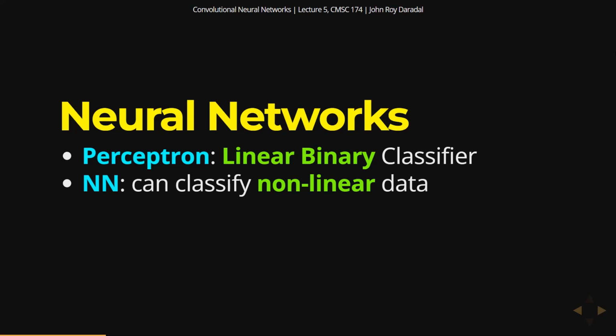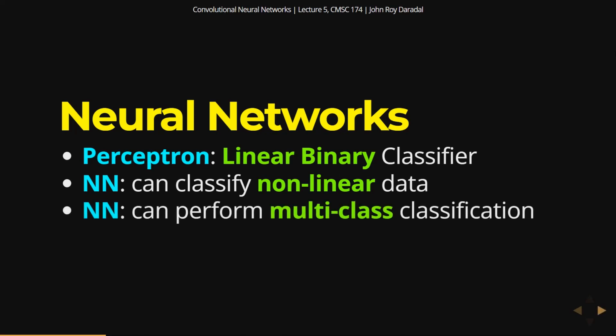Okay. Now, our perceptron was a linear binary classifier, right? But our neural network can classify non-linear data because now it has multiple neurons that allow it to have more computing power. So it's not just linearly separable data, it can also process non-linear data now. And it's also not just limited to binary classification, it can also perform multi-class classification. Okay, so neural networks are more powerful than perceptrons.